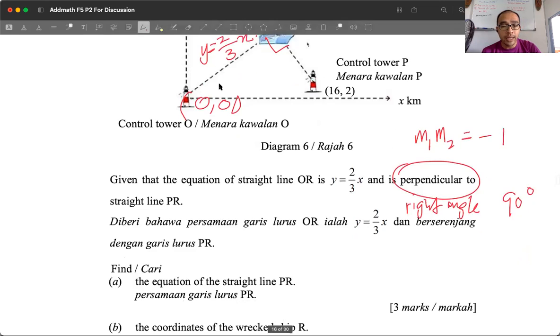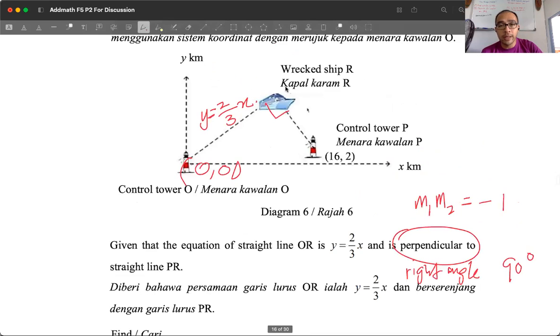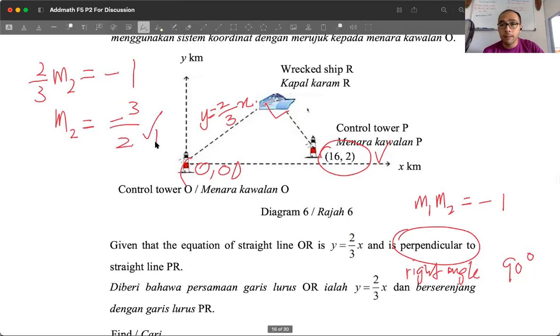So, find the equation of the straight line PR. In order to find an equation, we always need two things: one point and one gradient. We have the point already on PR. Point done. How do we find the gradient? We have to use this, because we know this gradient. So 2 over 3 times M2 equals negative 1. Bring 3 up, 2 down. So M2 equals negative 3 over 2. This is the first mark.